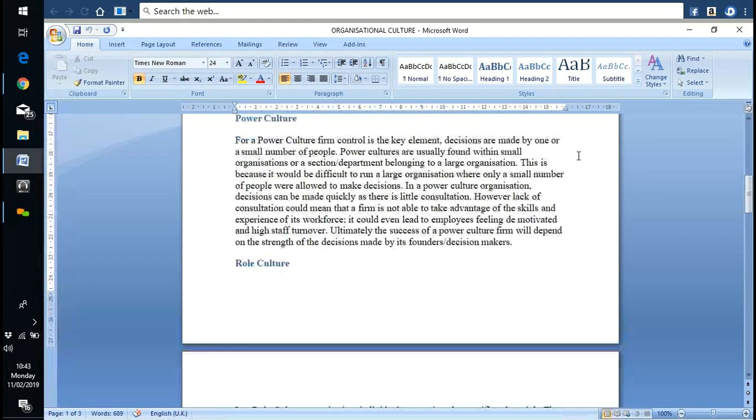Power culture firm is a key element. Decisions are made by one or a small number of people and then told to get on with it. Power culture is usually found in small organisations or in a sector or department belonging to a large organisation. This is difficult because it's hard to run a large organisation with only a small number of people. It's like a college like ours. We couldn't operate on a power culture.